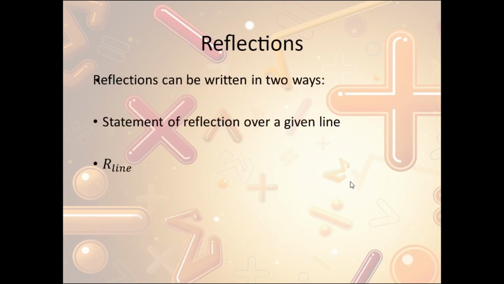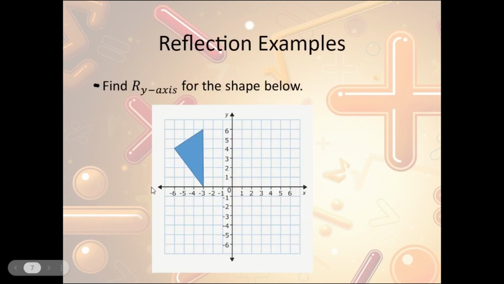Reflections can be written in two ways. So we could write it as a statement. I could say, hey, we're reflecting this over the y-axis. Or it could look like this with the r, and then below that, it's going to say the equation for the line that we're reflecting over. So for instance, we have r y-axis. So that means we're going to reflect it over the y-axis. So first thing we always do is draw in the line of reflection. So where are we reflecting? Well, the y-axis is right here, so I draw in a little dotted line. This is what we're reflecting over.